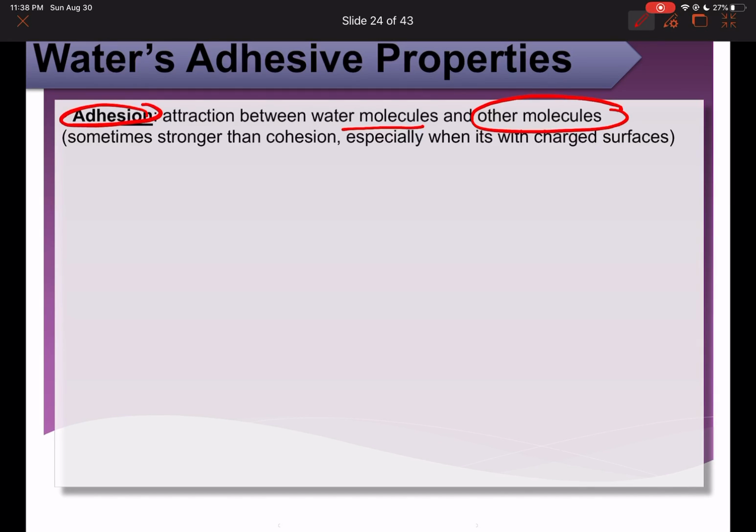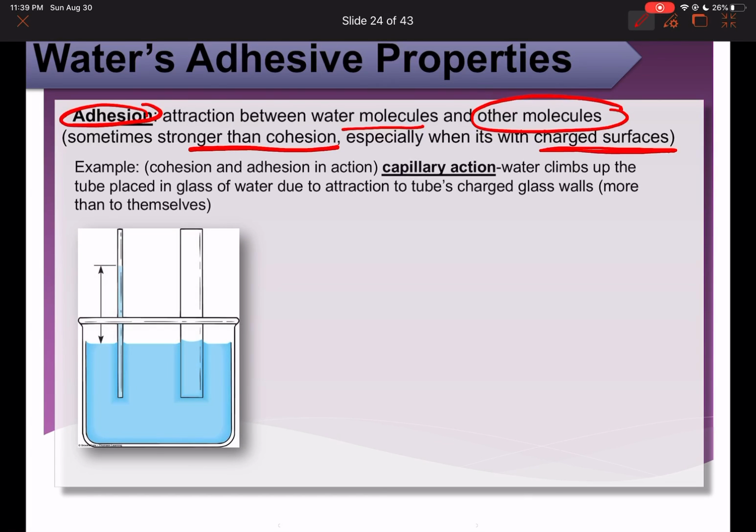Sometimes adhesion is stronger than cohesion, especially if the inner surface that the water molecules are attracted to is a charged surface. Because remember, water has that polarity with a slight positive and negative charge, and that can cause a stronger attraction between the water molecules and the surface if the surface itself is charged.